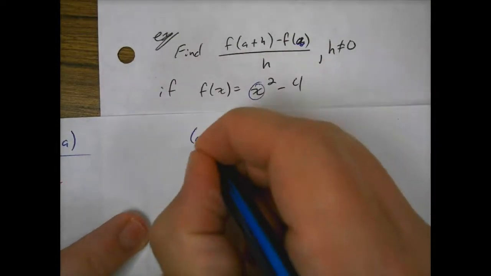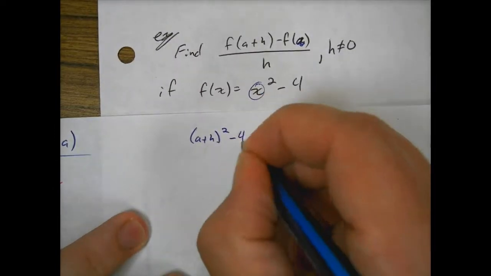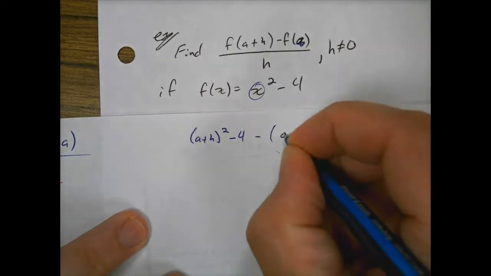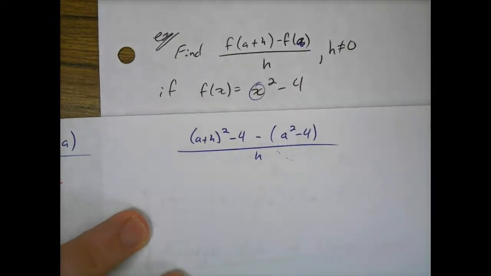So I have a plus h squared. Still a minus 4, so minus 4. Now minus f of a, so minus what f of a would be, which would be a squared minus 4. All of that divided by h.